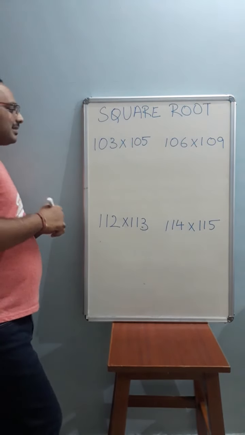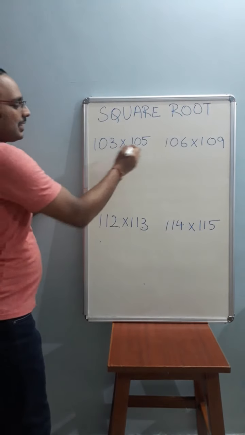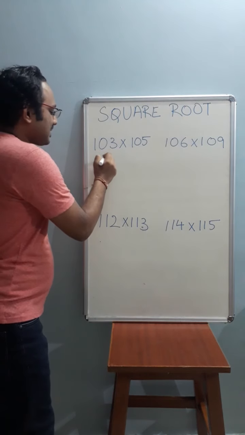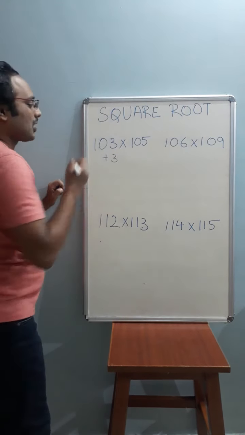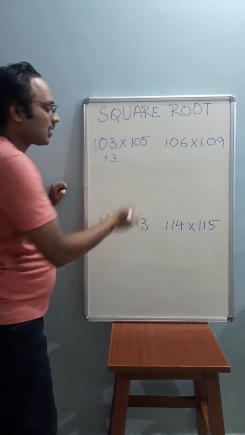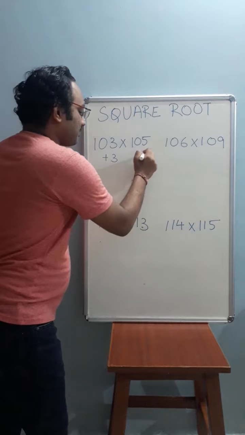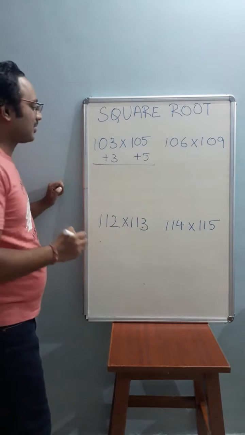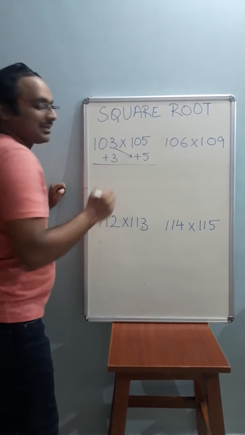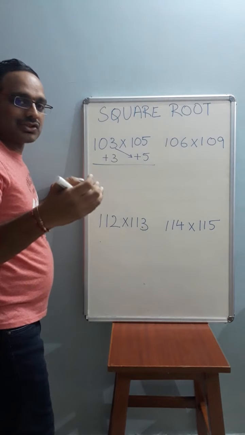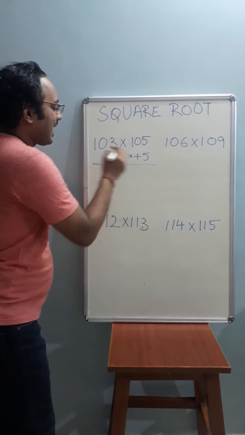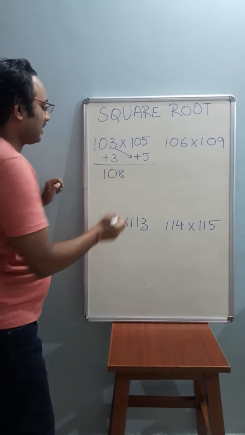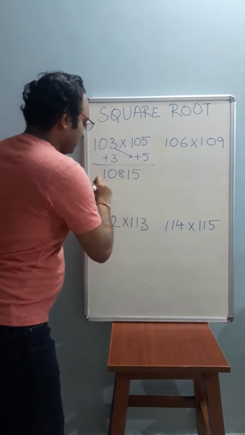Now let's start. 103 into 105. See how far is 3 from 100? It is plus 3 because 100 plus 3 is 103. How far is 105 from 100? It is plus 5 because 100 plus 5 is 105. Next, cross add. Generally we hear about cross multiplication. Here it is cross add. 103 plus 5 is 108, followed by 3 into 5, 15. That's it. We got the answer.